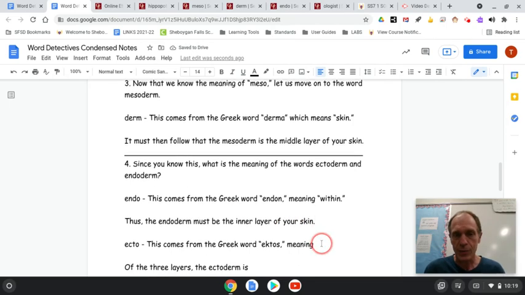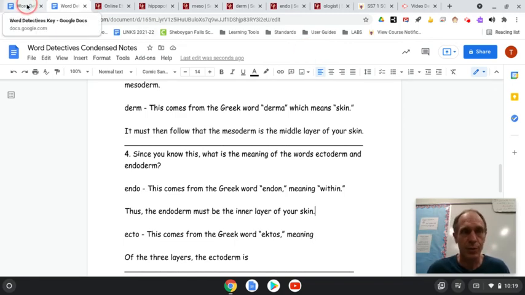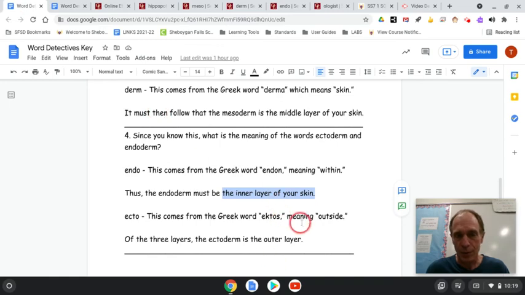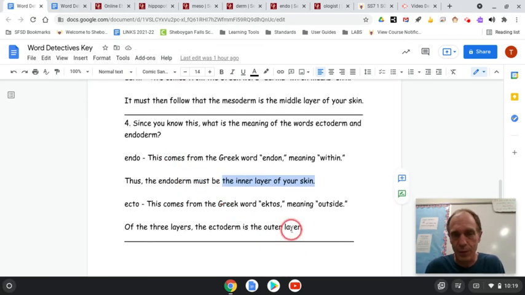Ecto, you can do the same searching here if you do want to pause and go and find that. You certainly may find the meaning of ectos by putting it in as a prefix. I'm going to copy it here, and it means outside. Of the three layers, the ectoderm is the outer layer.